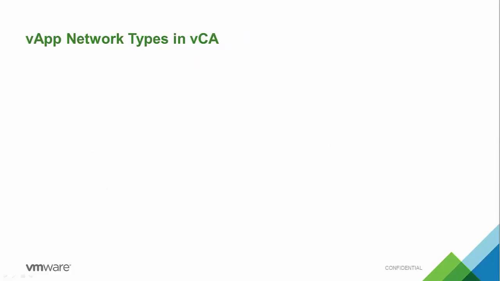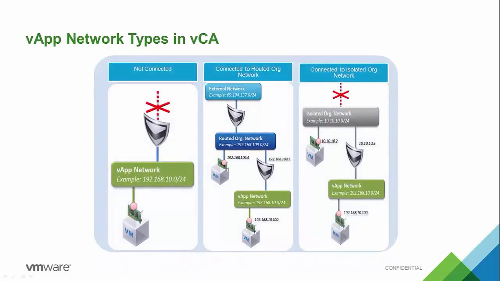To help visualize the supported network types in VCD or VCA, you can see in the following diagram what's supported and what isn't. On the left-hand side, we have a straight vApp network. It's not connected to anything. It terminates at the vShield Edge and is completely isolated.